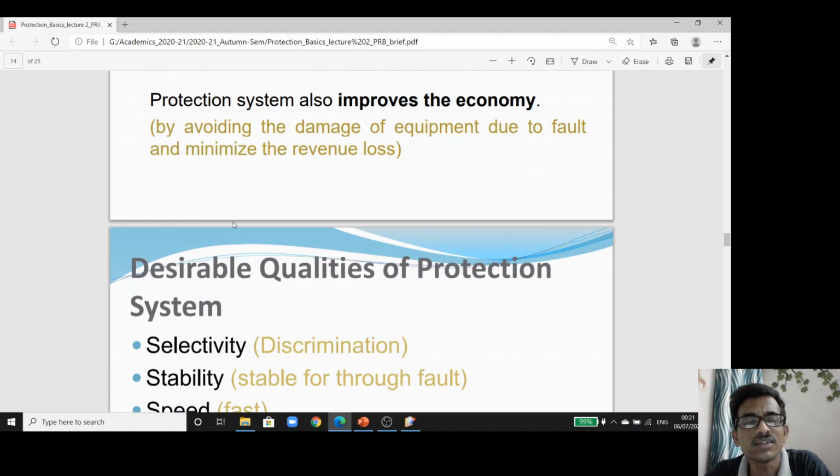Okay. Then the third important quality that our protection system should have is speed of operation.